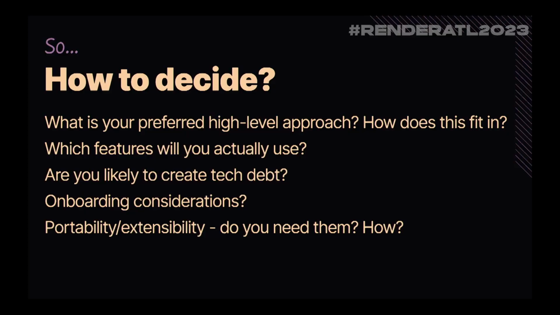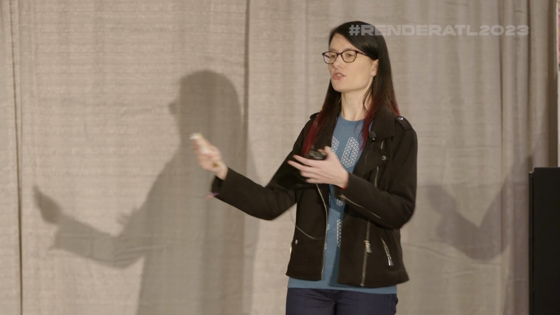So, super quick summary, because we're running out of time. What is your preferred high-level approach? How does this fit in? You might need to make some changes to your approach. Which feature are you actually going to use? Are you going to create tech debt, like class names that you don't need anymore? Portability and extensibility, do you need them, and how? Is that internal? Are you publishing this for other people?